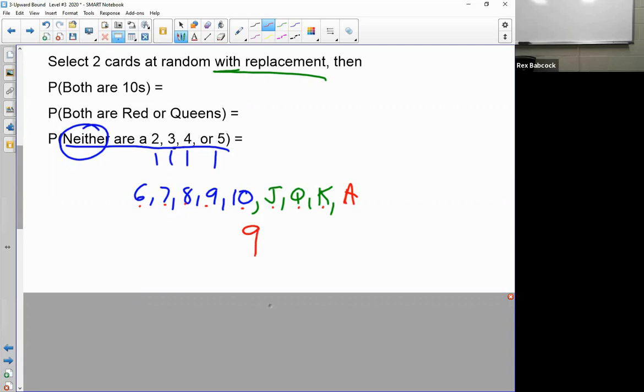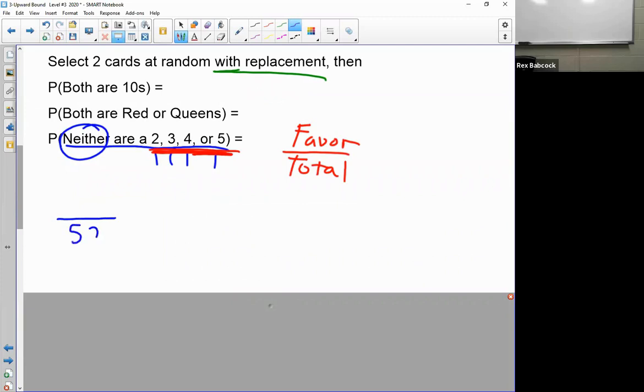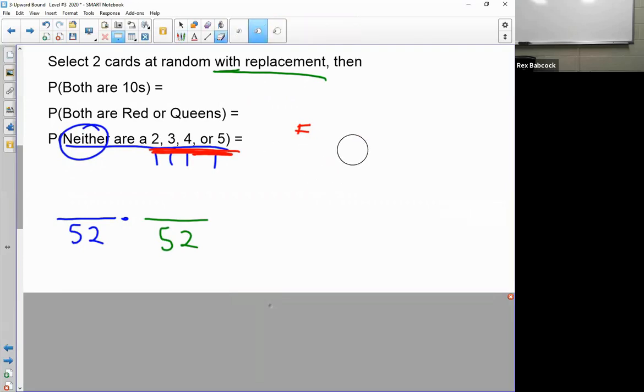So 1, 2, 3, 4, 5, 6, 7, 8, 9. There's 9 cards left. I can't have these. I took 4 away from the 13 to have 9. So in each of the suits, there's 9 that I can pick that are not 2s, 3s, 4s, and 5s. So let's see if we can put that into use. So 9, I think, is what's in my favor. Remember, probability is what's in your favor divided by the total. So on the first draw, I'm drawing out of 52. On the second draw, with replacement, there's still the same 52 cards. That's the total.